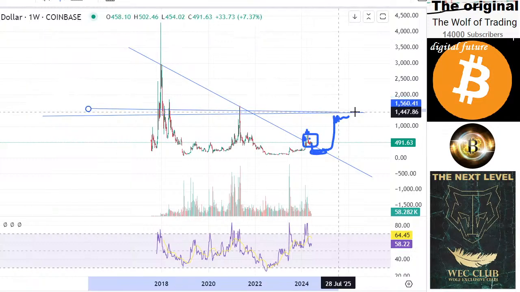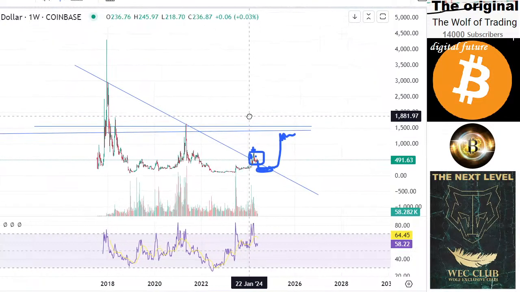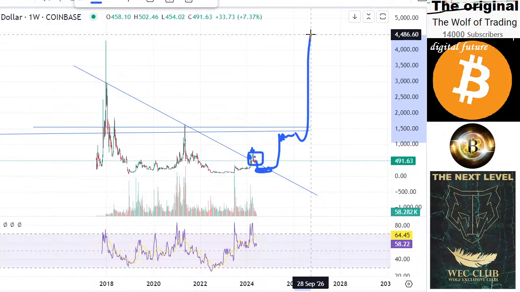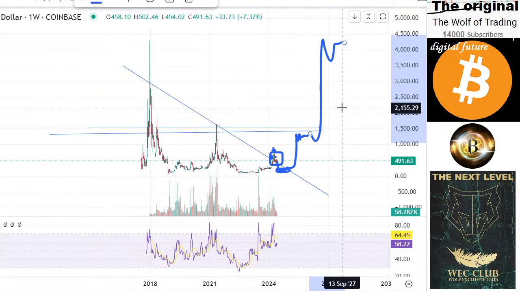This is the area in which you have to stay. And then it makes sense that the price will break out. The next level is 4,500.